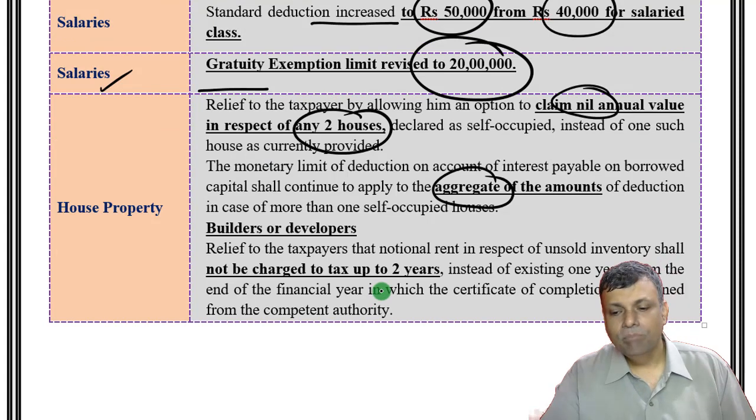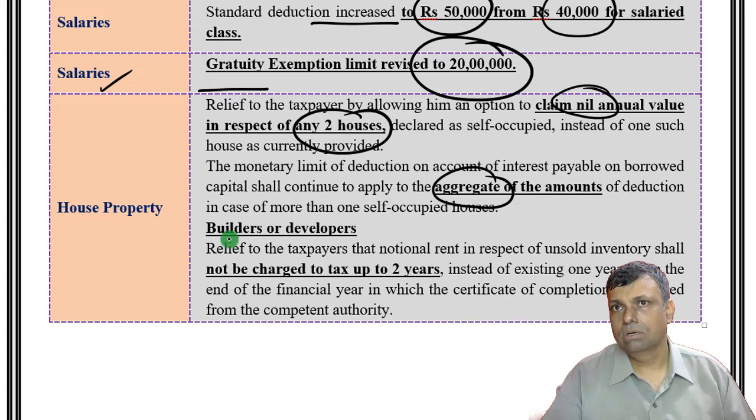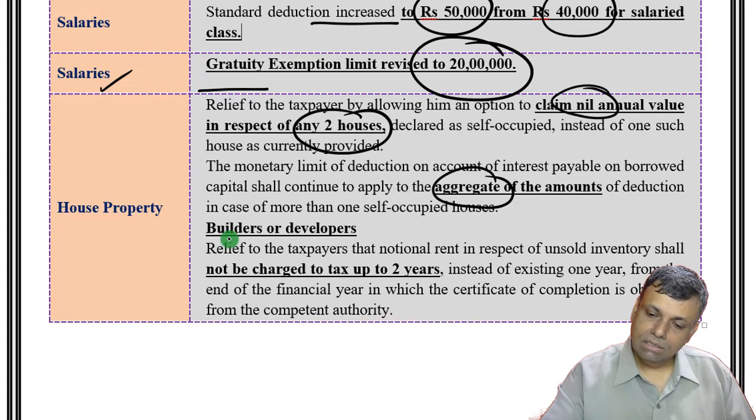Now there is another benefit which has been given by the government in the house property chapter, particularly with respect to the developer or builders. Rather, I will not say always developer or builder; basically all the people who are having this property as stock in trade. So even the dealer of the property, a person who is doing buying and selling of property, will come in this particular category where the annual value is to be taken as nil.